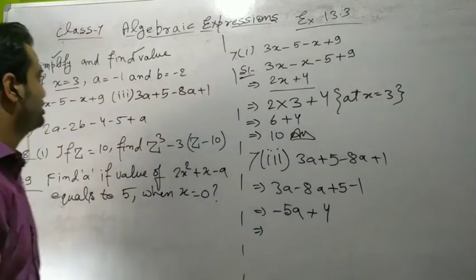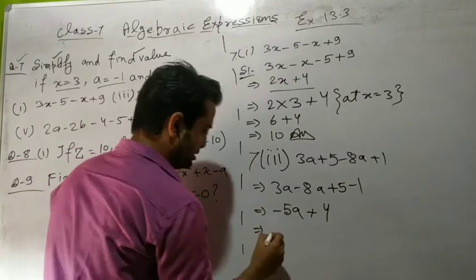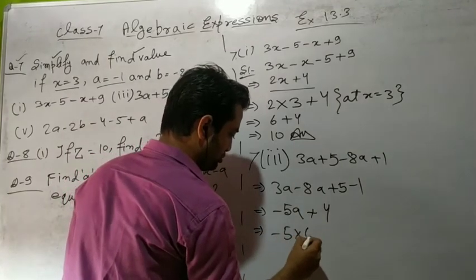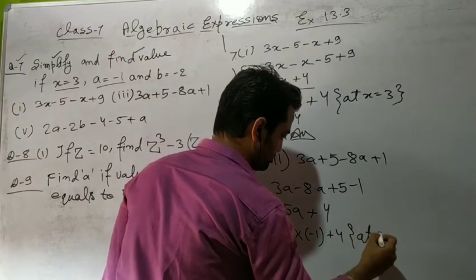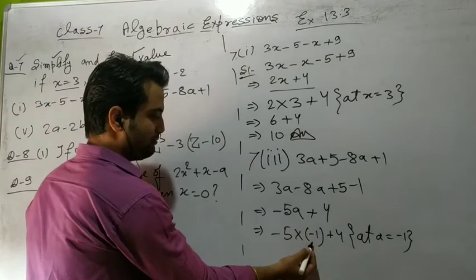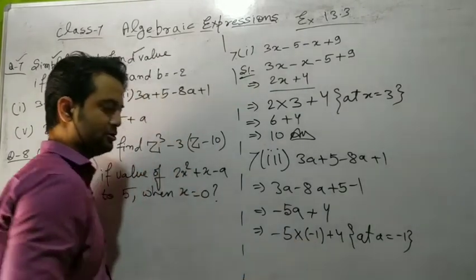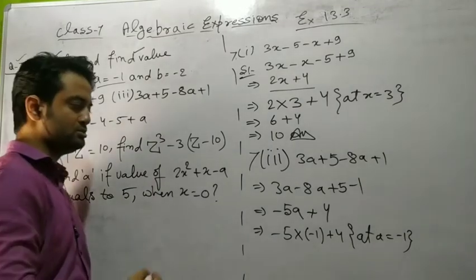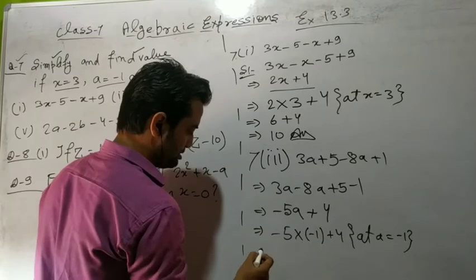Now here we will put the value of a, which is equal to minus 1. So minus 5 into minus 1 plus 4 at a equals minus 1. I have put the value of a here in bracket because before negative here is the multiply sign also. We cannot put two signs back to back, so that is why I have introduced a bracket.